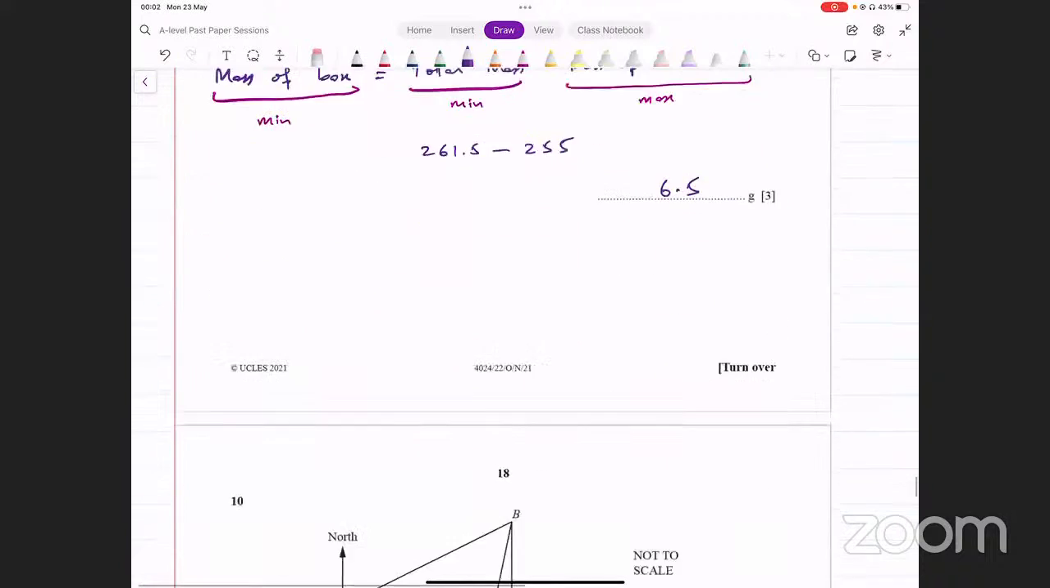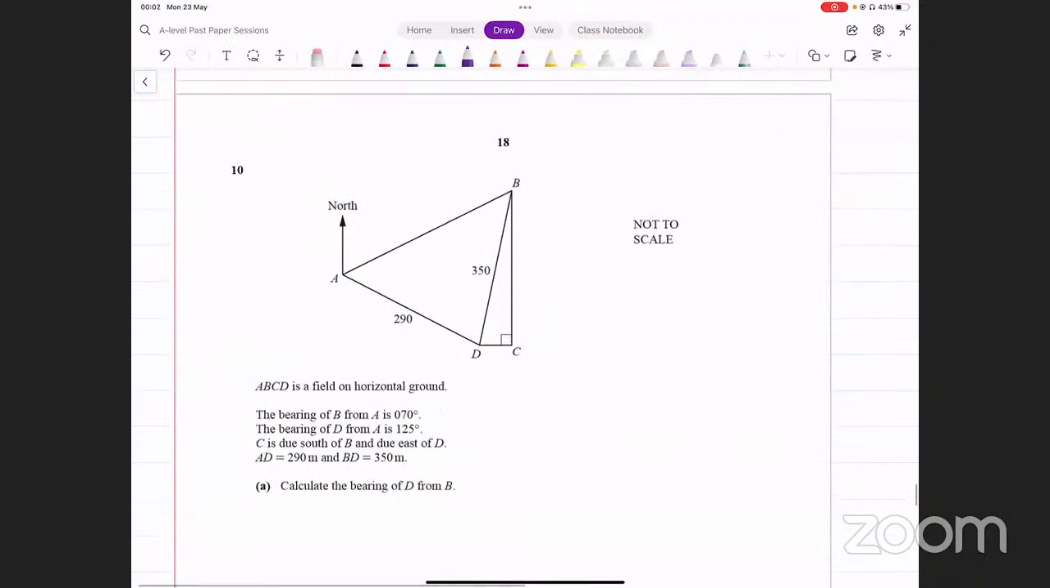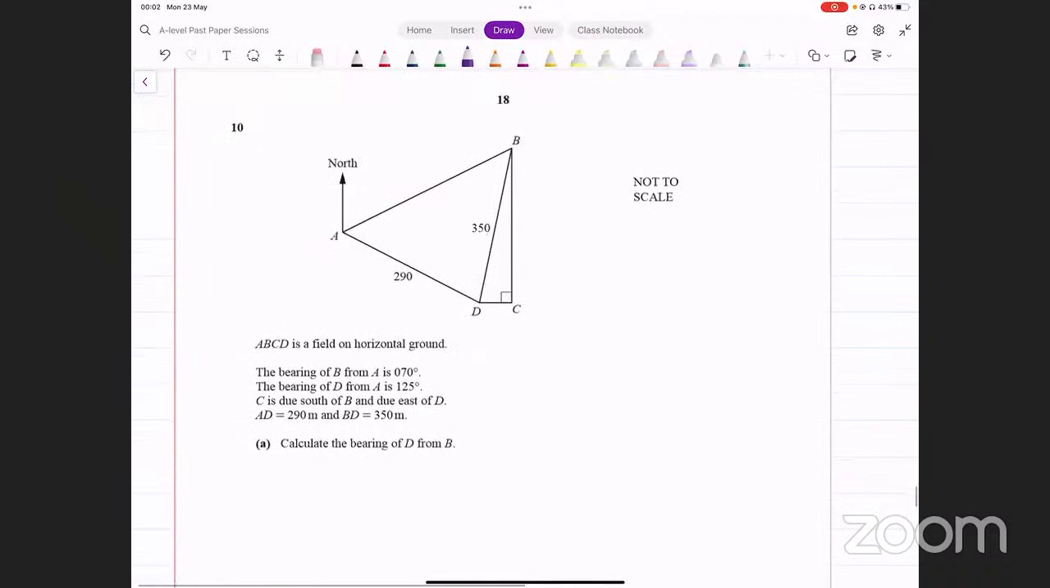Okay, let's move on to the next question. That's the last question that we have in this paper. It says ABCD is a field on horizontal ground. So it's horizontal ground. It's a field on the horizontal ground.